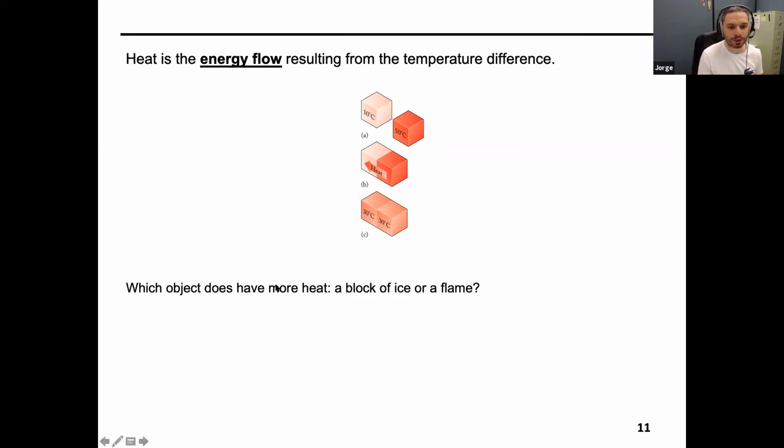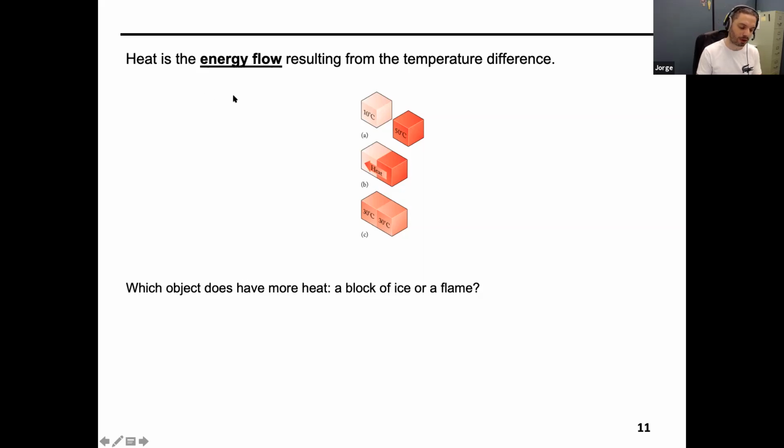Okay, so which object does have more heat? A block of ice or a flame? Well, according to the technical definition, heat is energy flow. Okay, so nobody can have heat because heat is caused by an energy flow.